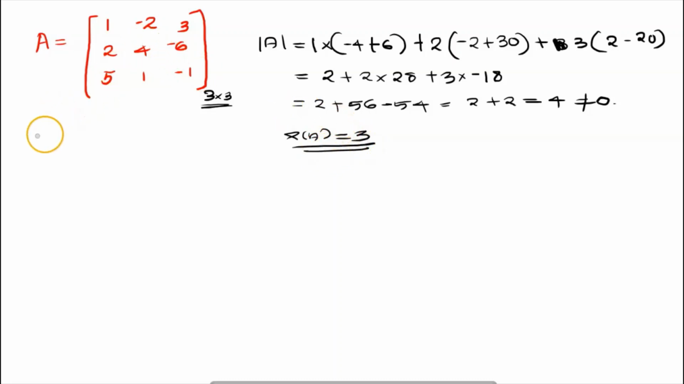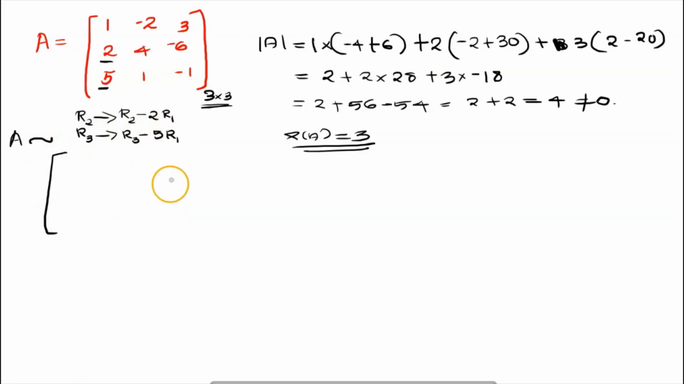Let's check using the REF or RREF. So I am reducing this matrix. If you are confused with REF and RREF of a matrix, please check my previous videos. So, to make 2 and 5 zero, I am using the operation R2 changes to R2 minus 2 R1 and R3 changes to R3 minus 5 R1.